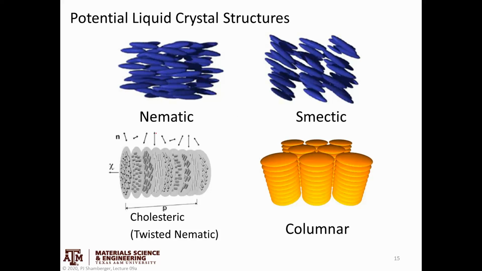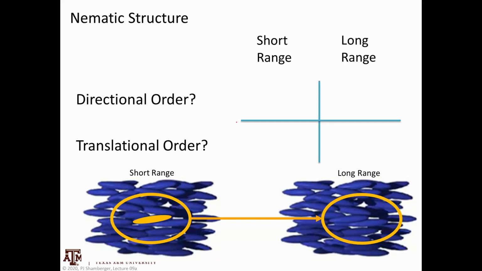Okay, so now we're going to talk a little bit more about these different classes of liquid crystals. The two main ones are nematic and smectic. There's also cholesteric liquid crystals, which are also referred to as twisted nematic, and columnar liquid crystals. We're going to ask these same basic questions of each of them. Do they have directional order? Do they have translational order?